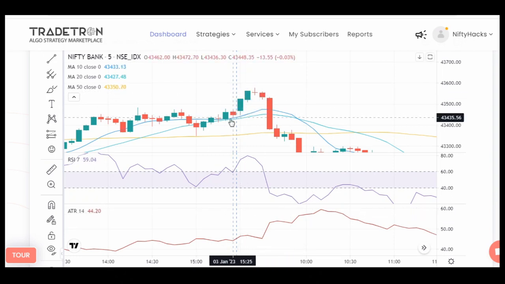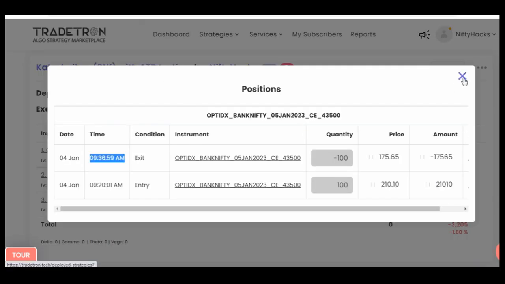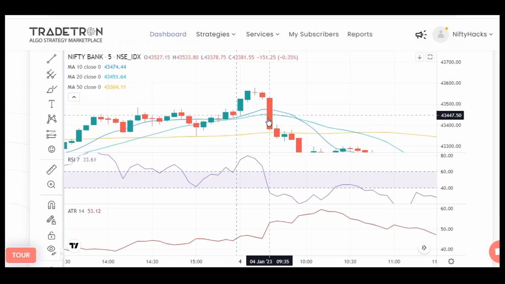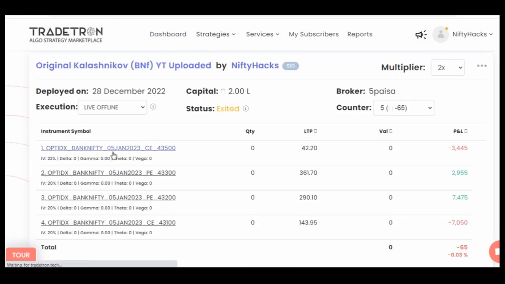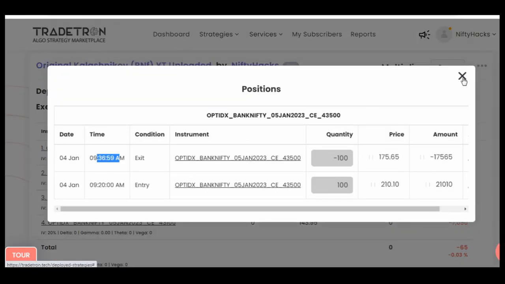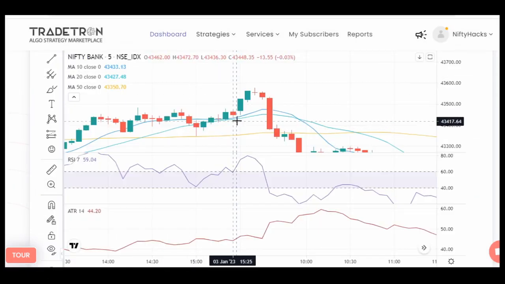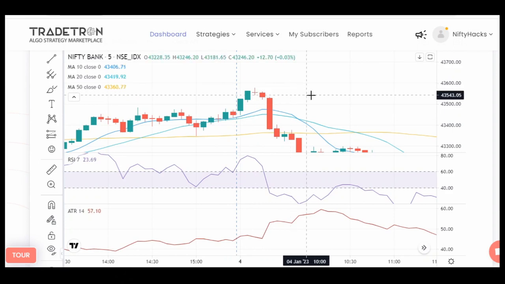Obviously, this is obvious, no need to calculate. So that's why it took entry in our modified version also, right? And then it exited at around 935. Yes, at 936. So I guess our SL got hit after giving slight profit, as we can see on this chart.